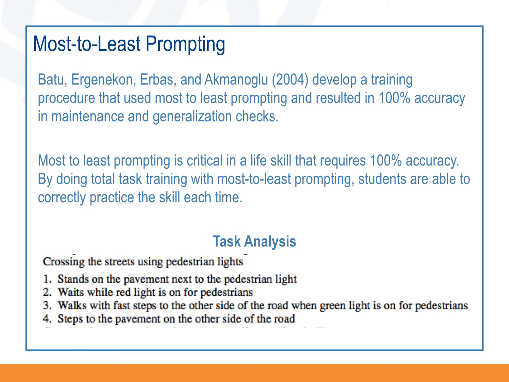From prompting, Batu et al. developed a training procedure where they used most to least prompting, and it did result in 100% accuracy for crossing the street in both maintenance and generalization checks. So most to least prompting is really critical for teaching those life skills that require 100% accuracy. You're going to do total task training with that most to least prompting so that they correctly practice the skill every time. The task analysis is pulled from the Batu et al. study.